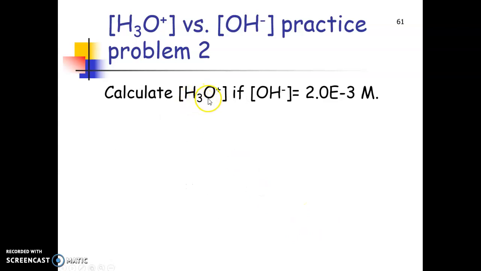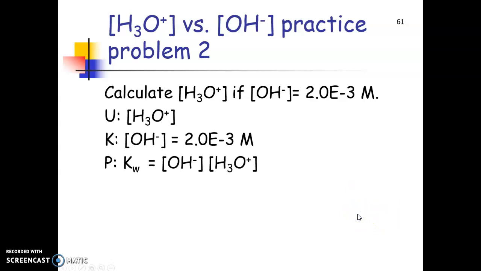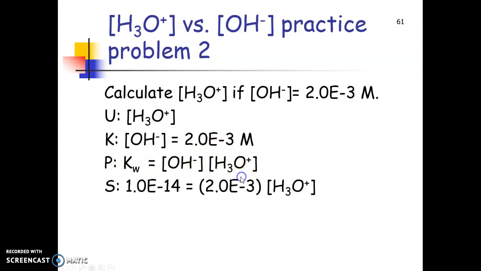Alright, this time we're going to calculate hydronium ion concentration. Give it a try, pause the video, and then come back and look at the solution. Alright, so basically the reverse of last time, still the same equation. This time we'll plug in the hydroxide ion concentration to solve for hydronium. Divide both sides by 2.0 times 10 to the minus 3rd, and you should get 5 times 10 to the minus 12th.